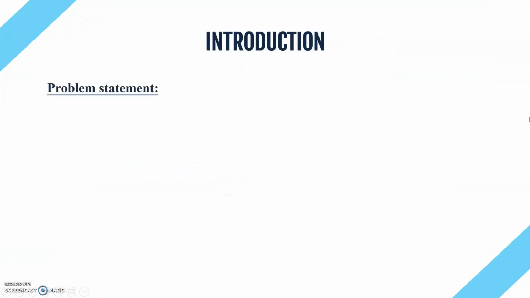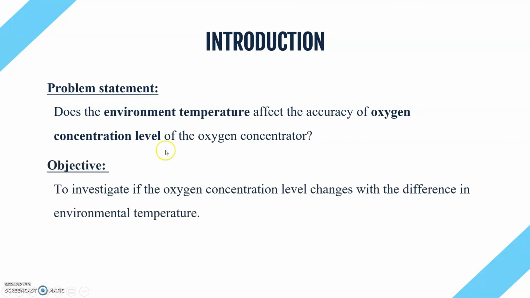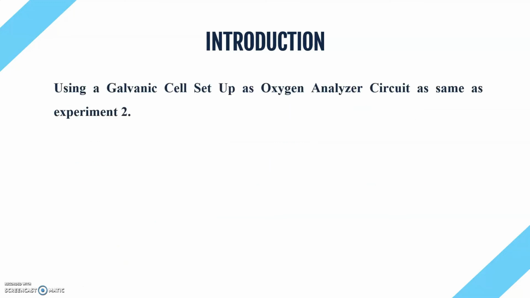As an introduction, our problem statement is: does the environment temperature affect the accuracy of the oxygen concentration level of the oxygen concentrator or not? And the objective is to investigate if the oxygen concentration level changes with the difference in environmental temperature. So we'll be using the same galvanic cell setup as the oxygen analyzer circuit, the same as experiment 2. And this is the equation.